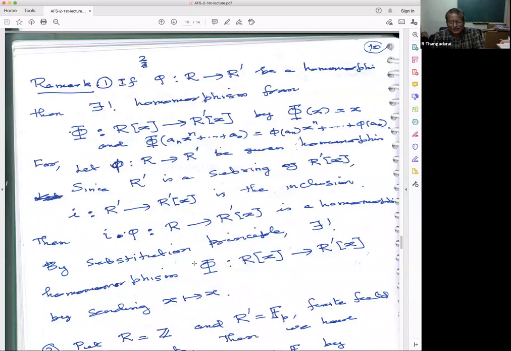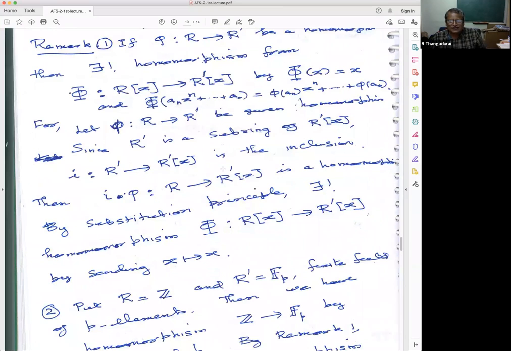So we have defined the substitution principle. We want to apply it to some more situations. Phi is a ring homomorphism from R to R', where R and R' are rings. Given a ring homomorphism, we can construct another unique homomorphism from the polynomial ring R[x] to the polynomial ring R'[x], capital phi, by taking capital phi of x to x itself, and when we restrict capital phi to the subring R, we get the little phi value on the coefficients.